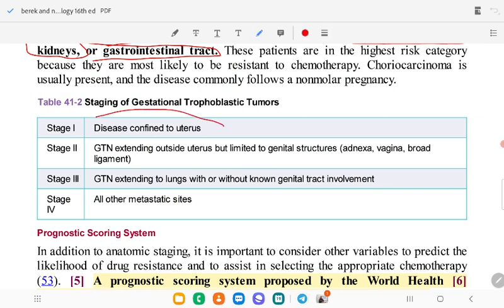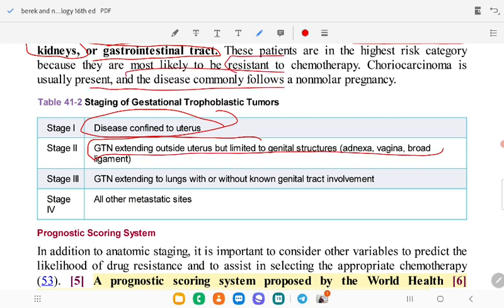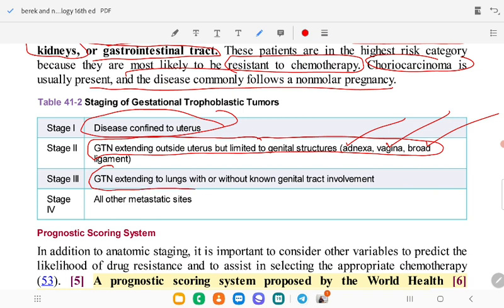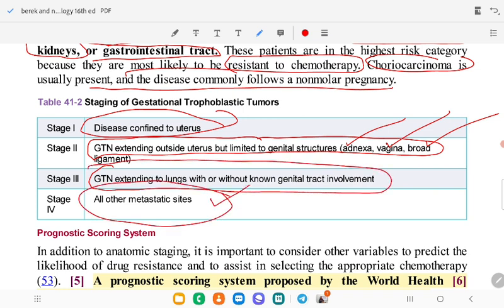Stage 1 is confined to the uterus. Stage 2 is GTN extending outside the uterus but limited to the genital structures like adnexa, vagina, and broad ligament. Stage 3 extends to the lungs, with or without genital structure involvement. Stage 4 is other metastasis like liver, brain, kidney, GI tract.